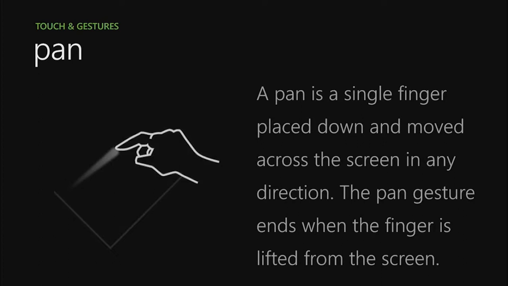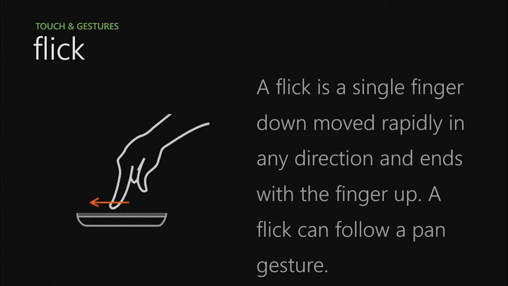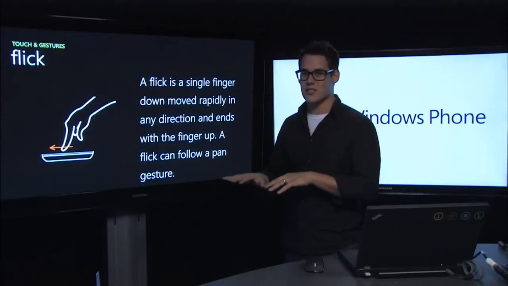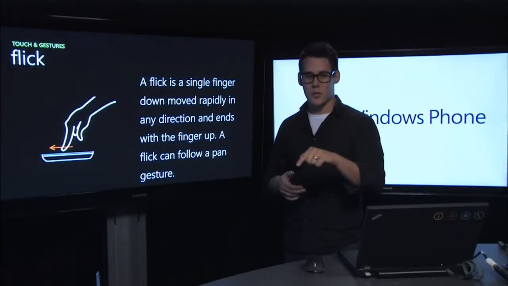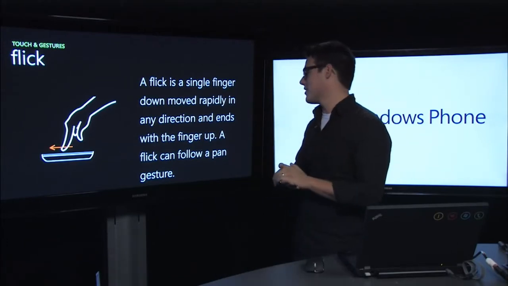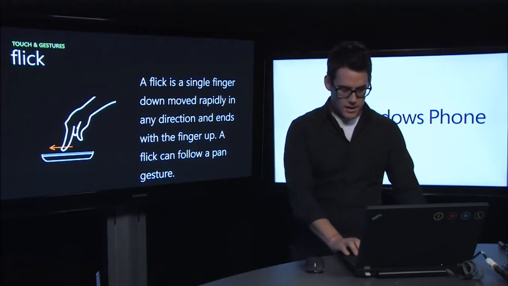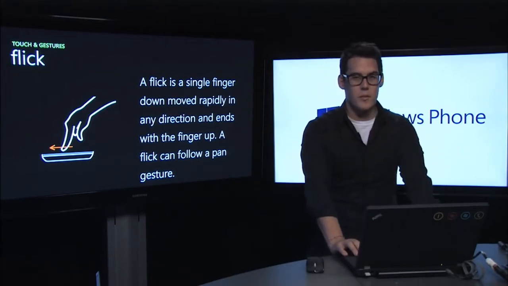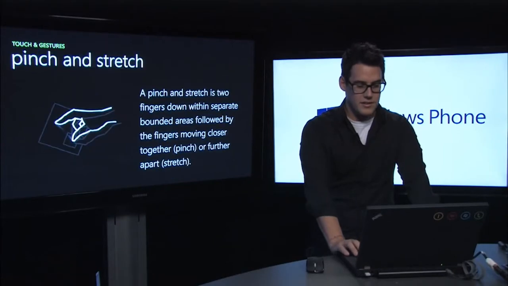What usually makes the UI glide is a flick. This is a much faster gesture that moves quickly across the screen and then lifts up. A flick is a single finger down moved rapidly in any direction and ends with the finger up. The math between a pan and a flick is pretty complicated, so I'm not going to explain it to you because I don't quite get it. But basically, you can use these two interactions for two totally different things. It's very common for us to resort things with a pan, like a list, but when you're flicking it, it just moves you rapidly through that list. Flicks are very common for moving the entire UI and a whole canvas.